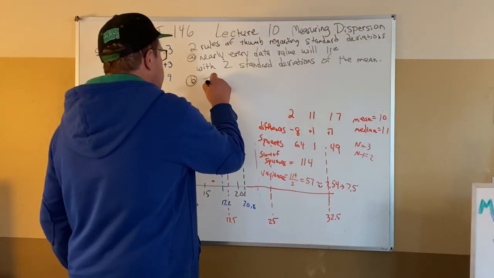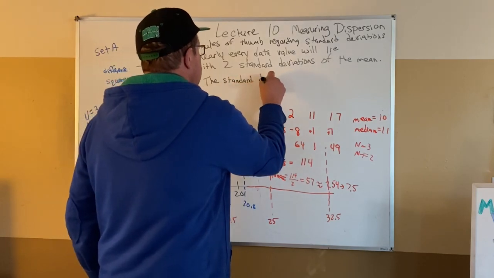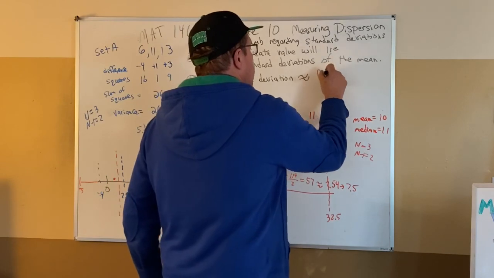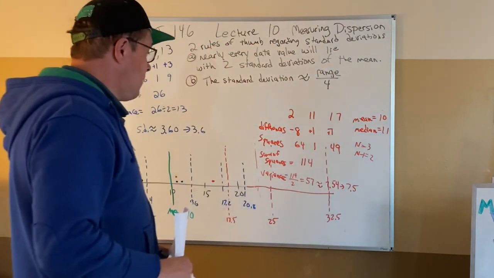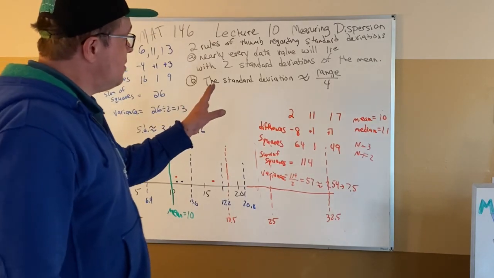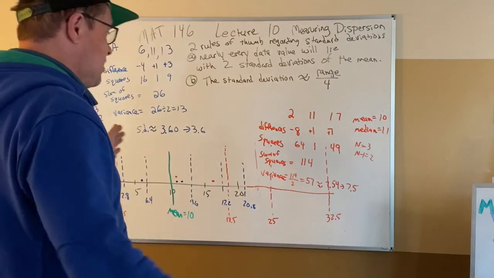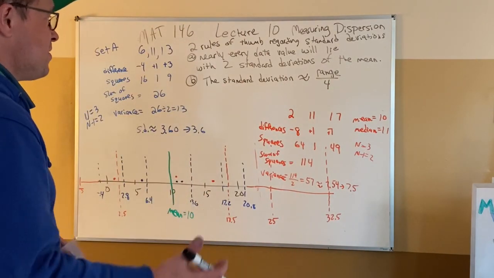The standard deviation is approximately equal to the range divided by 4. Because with the standard deviation, you get 2 standard deviations before you cover almost all your values in each direction. We have 2 up and 2 down. That is 4 bands, 4 steps.